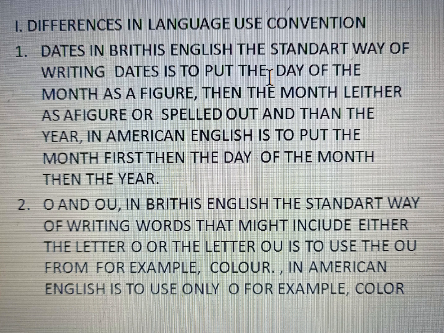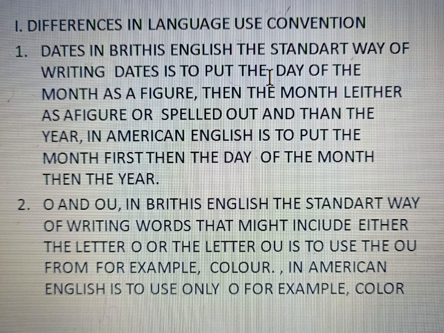Differences in language use convention. One, dates. In British English the standard way of writing dates is to put the day of the month as a figure, then the month later as a figure or spelled out, and then the year. In American English it is to put the month first, then the day of the month, then the year.